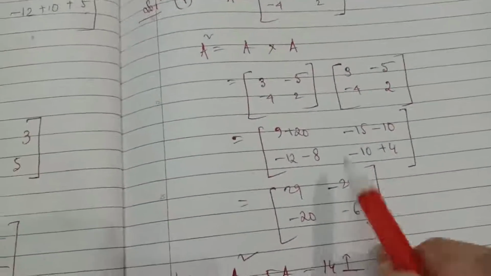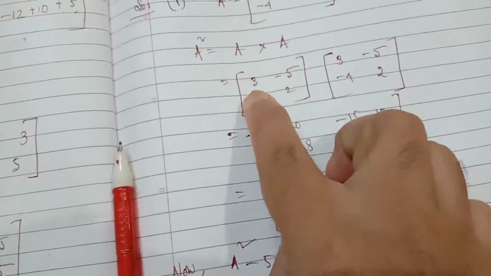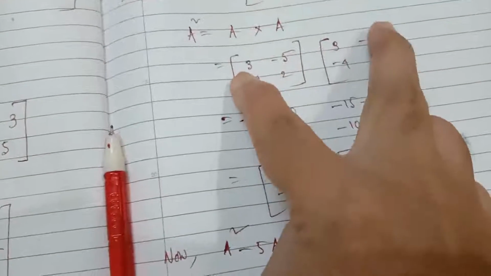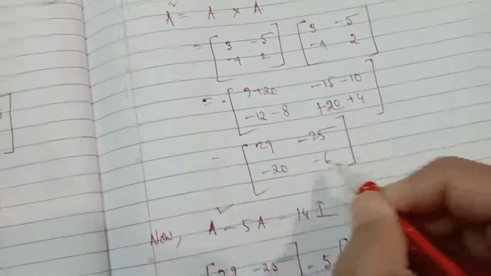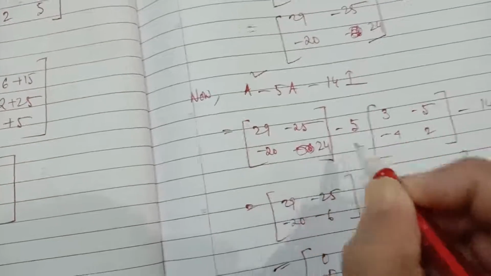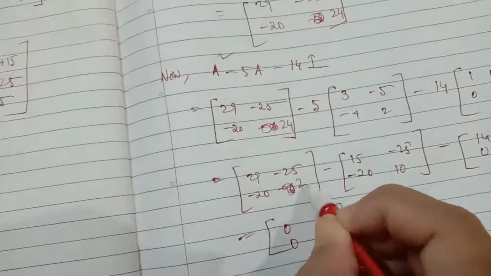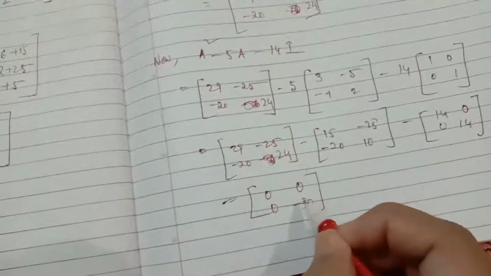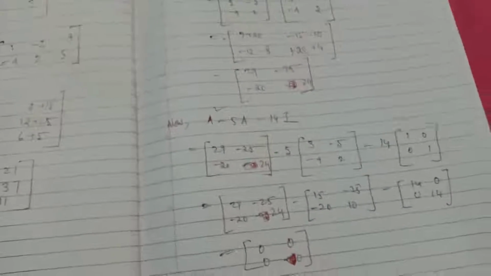Let me check again. I think here I have committed a mistake. You can check. This element will be, if we multiply second row with second column, this element will be 20 plus 4. This must be 20 plus 4. This will be 24. Here it will be 24. 24 minus 10 minus 14. This is 24 minus 10 minus 14, and this will be 0, not minus 30. So 0, 0, 0, 0 is the answer. Be careful while calculating. Okay.